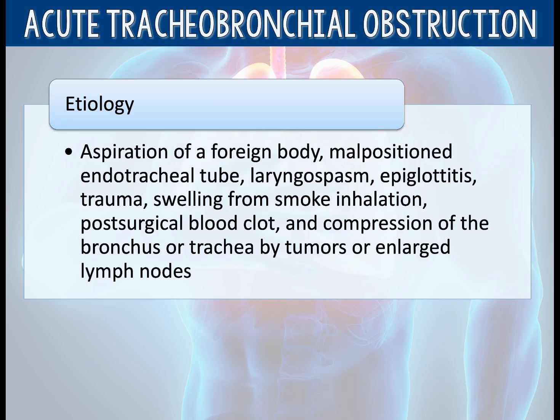In acute tracheobronchial obstruction, it could be from an aspiration of a foreign body. It could be because when we put a breathing tube in a patient, it's not placed in the right position or not in the right place even. It could be a spasming of the larynx. It can be from epiglottitis. It can also be from trauma, or some kind of swelling from smoke inhalation.